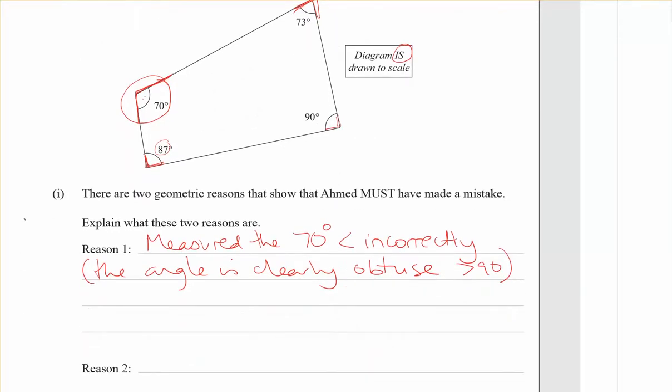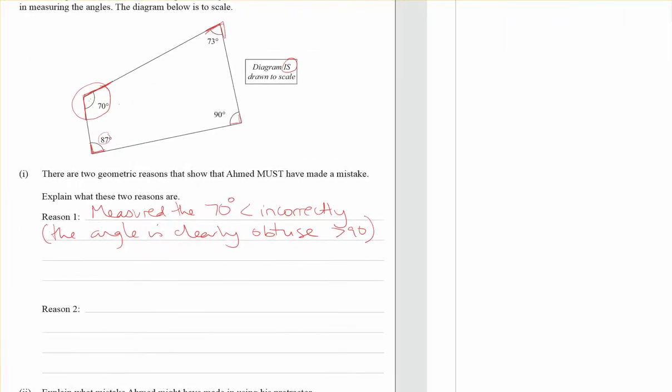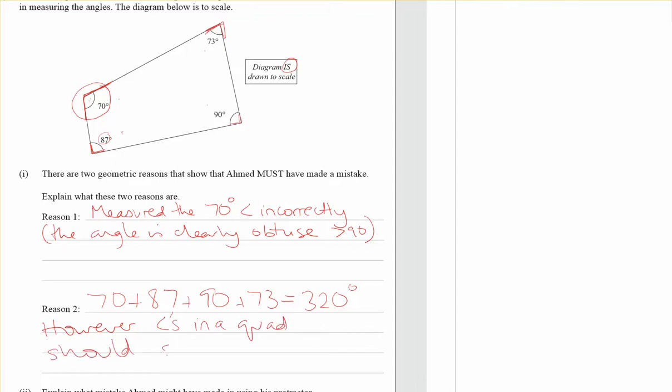Now the second reason that we know Ahmed made a mistake is because if you add up these 4 angles, 70 plus 87, it comes to a total of 320, and angles in a quadrilateral must add to 360. However, angles in a quad should sum 360 degrees.